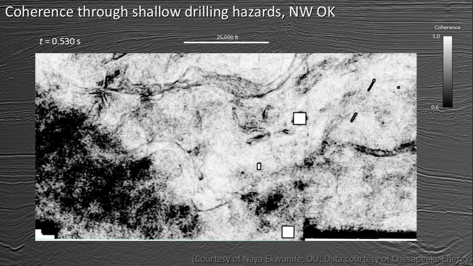Now let's move from Canada to northwest Oklahoma, where we can look at a fluvial system, which is a shallow drilling hazard. In this image, we're using coherence to delineate the edges of these very small-scale channel systems.